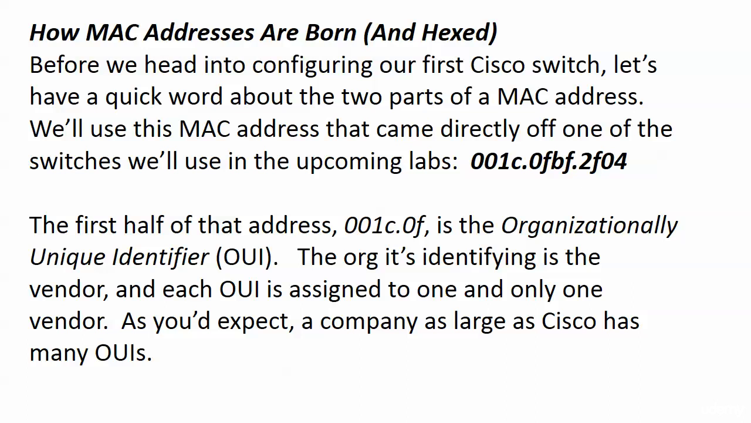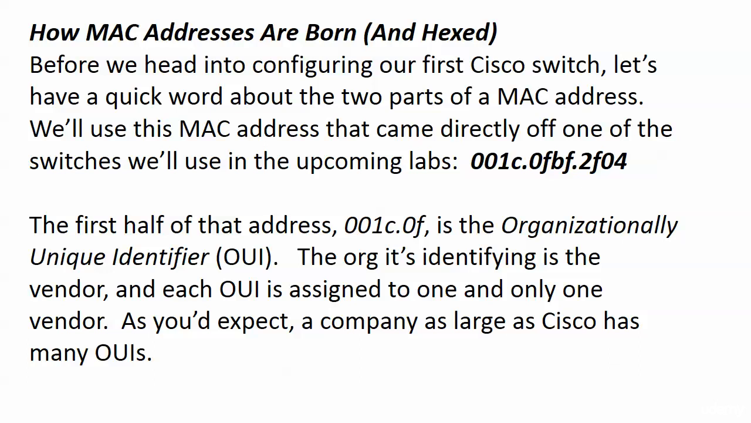001C0F, is the organizationally unique identifier. Unfortunately, we pronounce that OUI, the acronym. I wish we said we, but we don't. It's OUI, and that's exactly what it does. The organization that it's identifying is the vendor, and each OUI is assigned to one and only one vendor. And as you would expect, a company as large as Cisco has many OUIs. And you can go online and see a list of these for not just Cisco, but Netgear, or just about any other large company, or even some small ones. And you'll see their OUIs.